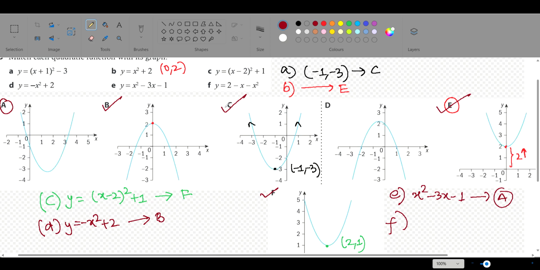And a small f, if you see 2 minus x square, this parabola is concave down. So of course we are only left with D, so we don't have any other option. So D belongs to a small f, right? Okay, great.